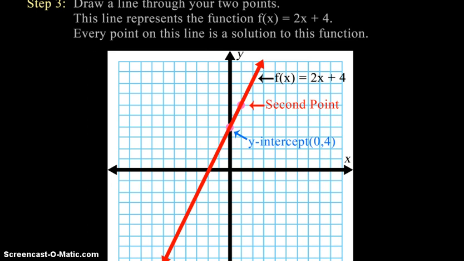Okay, and every point, kahit na anong point dito sa line na yan, is a solution. Pwedeng dito, yung point dyan, yung point dito, yung point dito, kahit saan dyan. That is a solution to this function 2x plus 4. Okay?